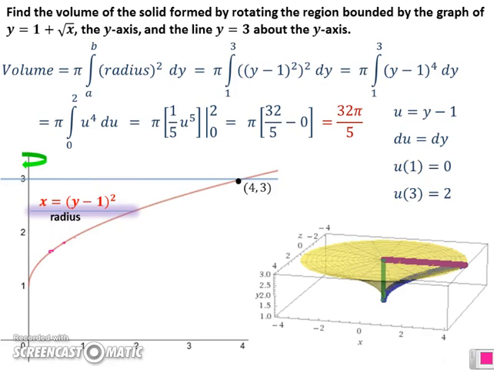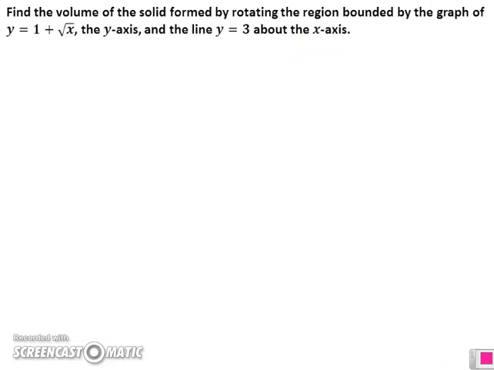Let's do the same problem again. Let's change it to the x-axis instead. So find the volume of the solid formed by rotating the region bounded by the same graph, the y-axis, and the same line y equals 3 around the x-axis this time. So here's our picture.